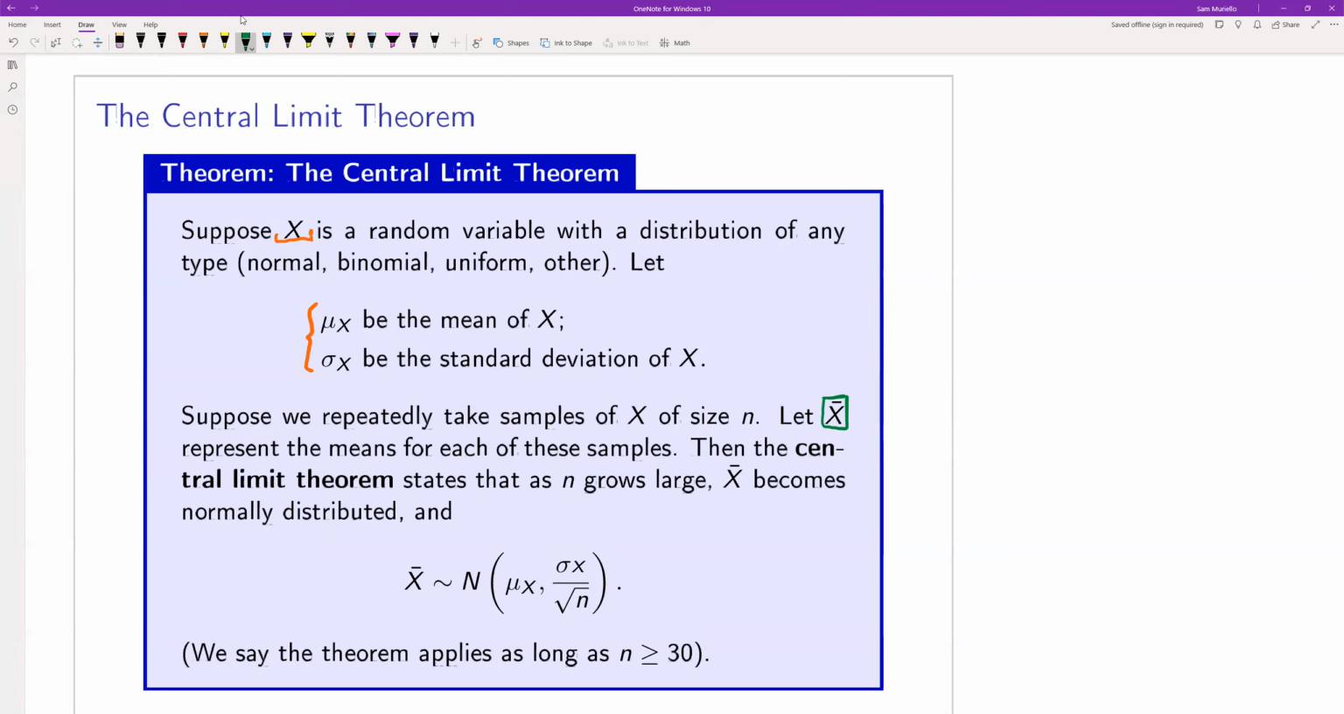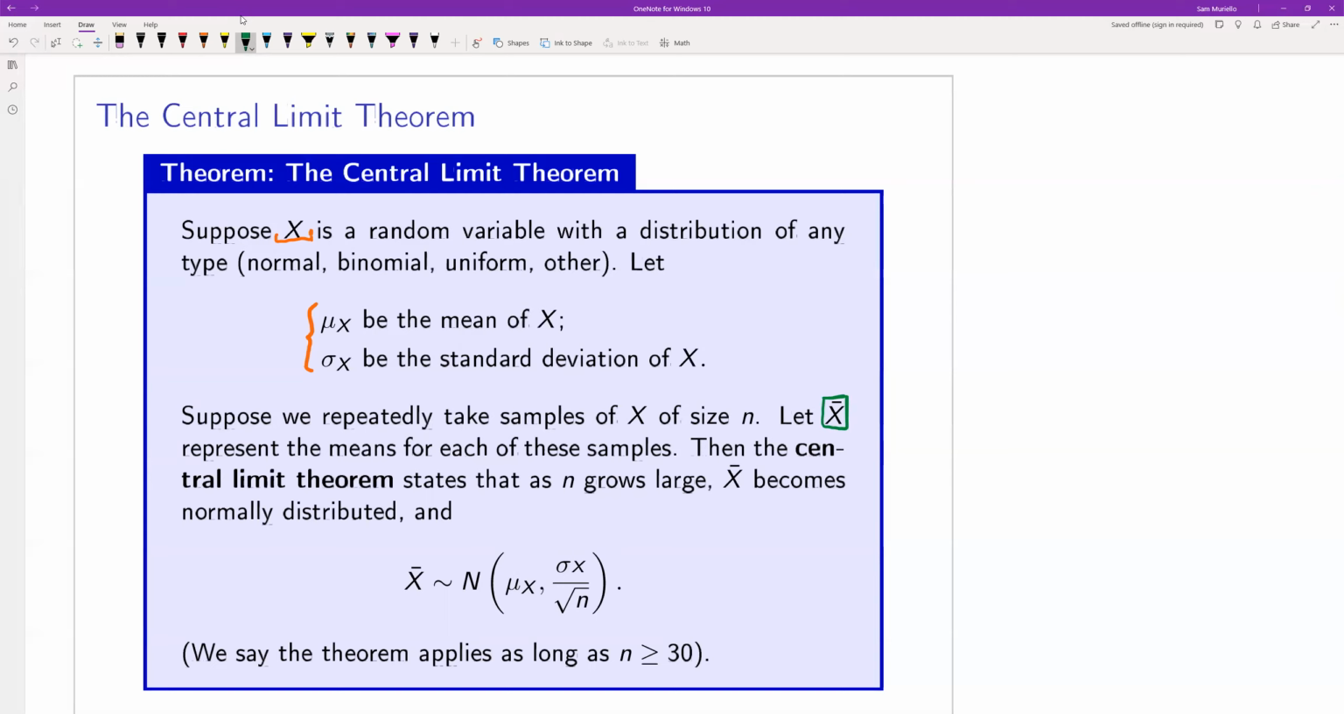And I can repeat doing that. So I can repeatedly take samples of size n. And each time I take a sample of size n, I will calculate a mean of that sample. X with a bar over it represents my ability to keep taking this and recording these means. So x with a bar over it represents the distribution of the means that I get when I repeatedly take these samples.